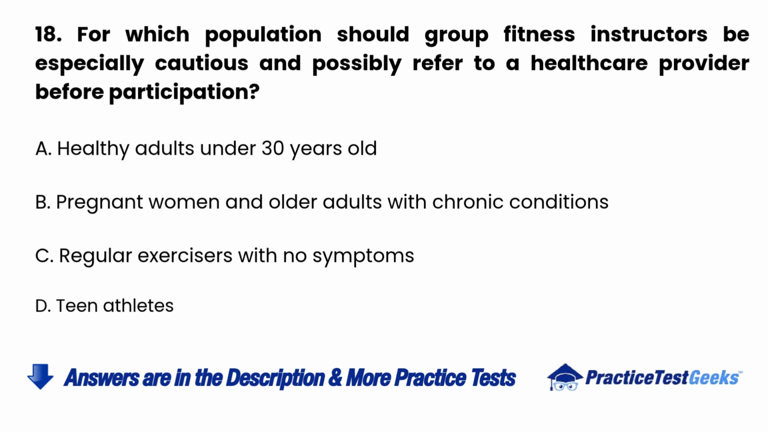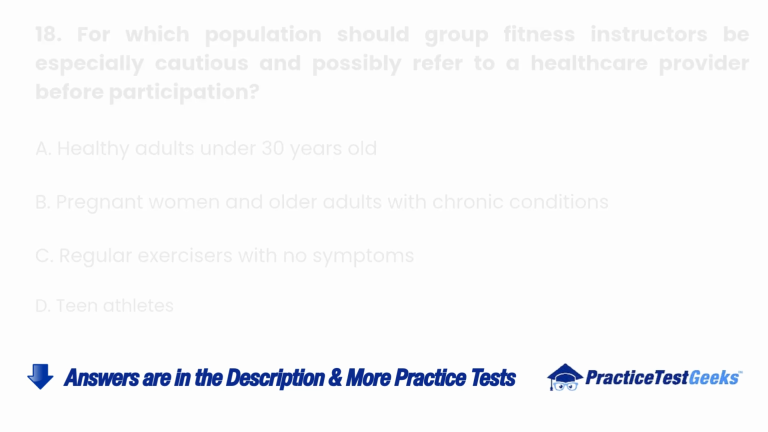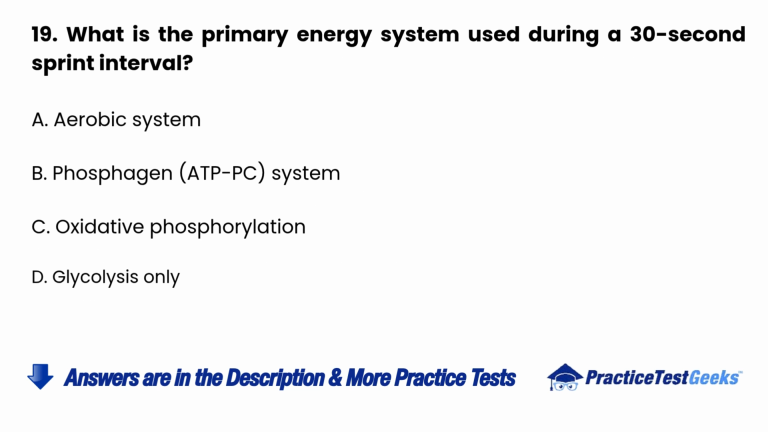18. For which population should group fitness instructors be especially cautious and possibly refer to a healthcare provider before participation? A. Healthy adults under 30 years old. B. Pregnant women and older adults with chronic conditions. C. Regular exercisers with no symptoms. D. Teen athletes.